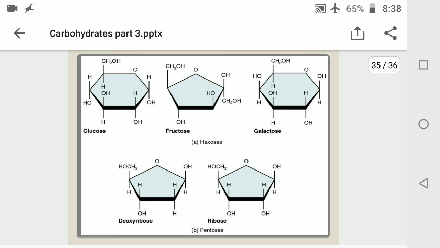These are some structures we can study, comparative structures between glucose, fructose, galactose, and deoxyribose and ribose. So, two examples there.